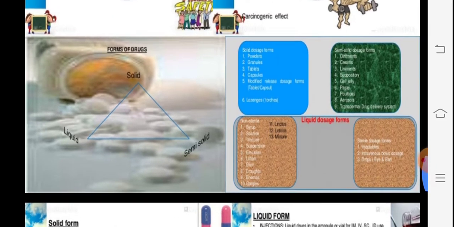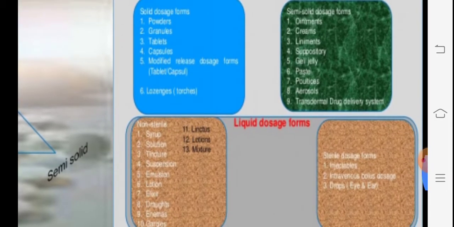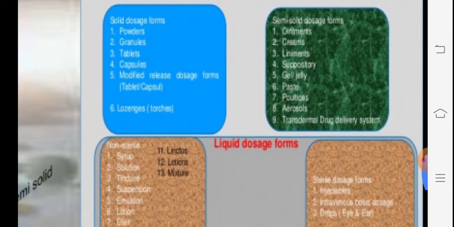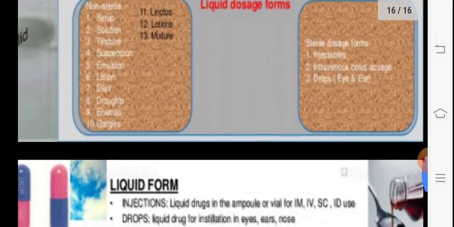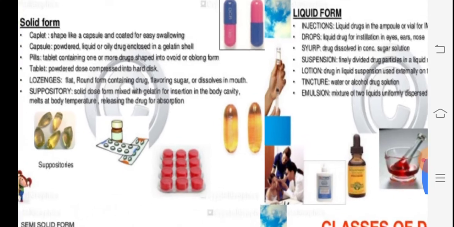We know these drug types. Solid doses are powders, granules, tablets, and others such as lozenges. Then semi-solids are jellies, pastes, and creams. Liquid drugs we already know: syrups, lotions, solutions, or sterile doses that are to be used. So we are observing the liquid forms and the solid forms here.